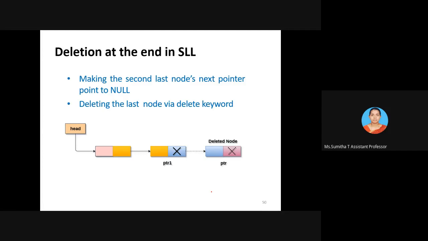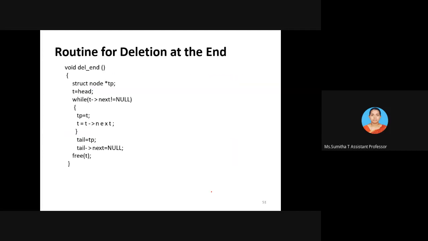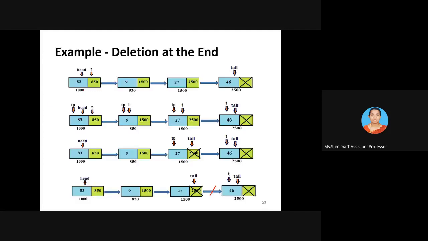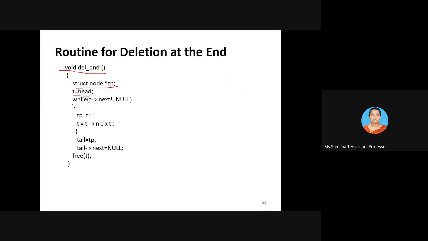The deletion operation is somewhat easy. Just understand what is happening here. So for the routine, I'm defining one function. In that I'm declaring another variable, that is TP, and in the next line I'm assigning the head to T. What is the head? This is the head, right? The head node is assigned to the T variable.